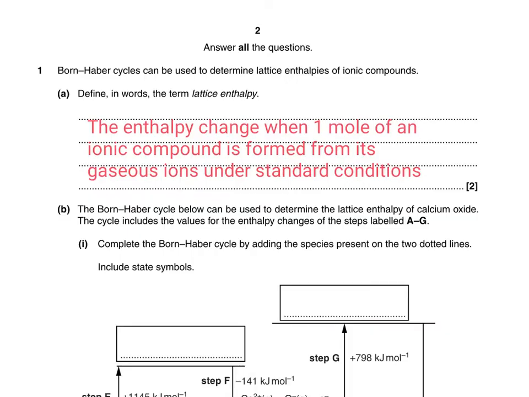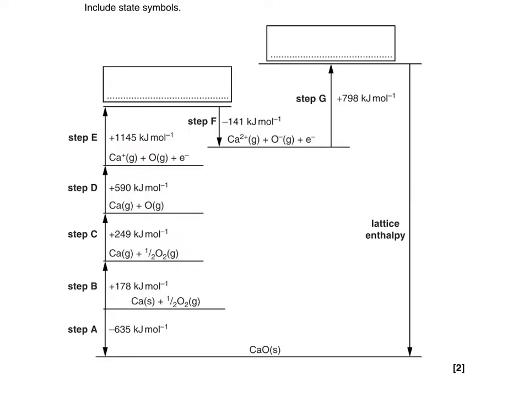Right, so I've written out the definition. For the first question, there's 2 marks available. The important parts of this are that it's 1 mole being formed and that it's formed from gaseous ions. So this is different from enthalpy change of formation, where it's formed from its elements. So for this one, you need to make sure you're comfortable with your ionization energies and electron affinity.